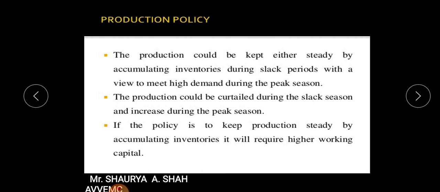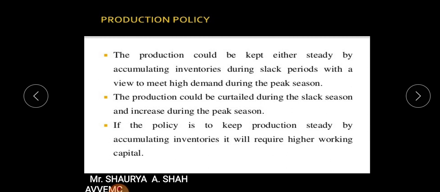Again, certain people can do that if production is curtailed right now. I'll not purchase any new inventories right now, and I will purchase them in a future time period. That will lead to my working capital requirement decreasing right now and then increasing in a future period. So in crux, if the production policy is to accumulate inventory during the slack period, the current requirement will increase. And if it is to curtail the production right now, the current working capital requirement will decrease. I hope it is clear.